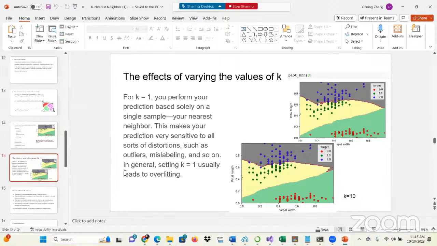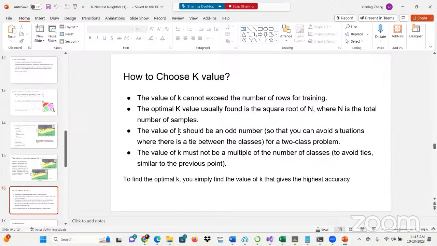k equals 1 usually leads to overfitting, or k equals 2. Those are not good values. When you choose k, it should not exceed the number of rows for training. Usually the optimal k is found at the square root of n, where n represents the number of cases, but usually I don't go over k equals 20, or else it costs too much computation.